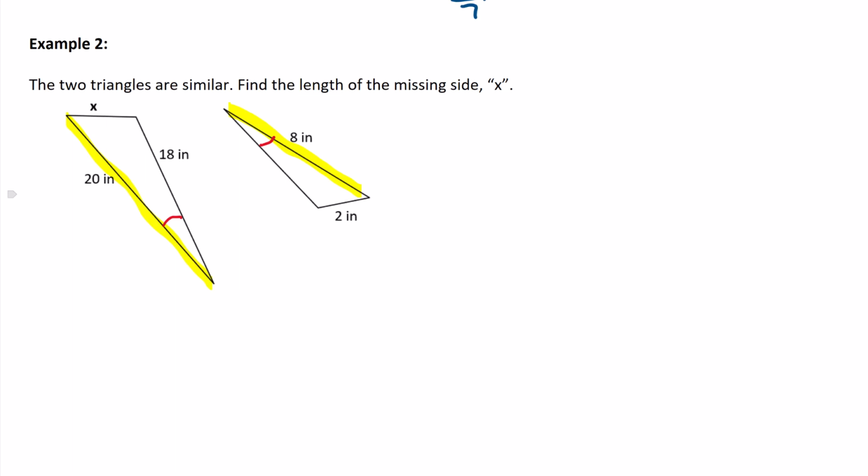So this will help me identify which parts of the triangle I know and which parts I don't know. Since I don't know what x is, x is the shortest leg of the triangle. So I'm actually going to use that knowledge to set up my fractions and my equation. Now I can write this as x/20 equals 2/8.